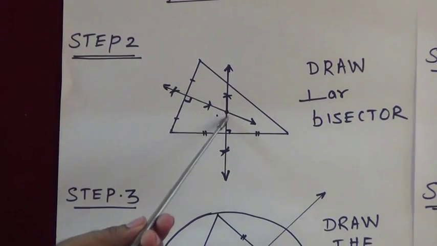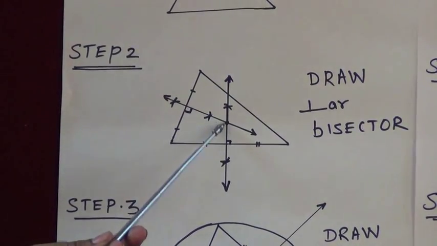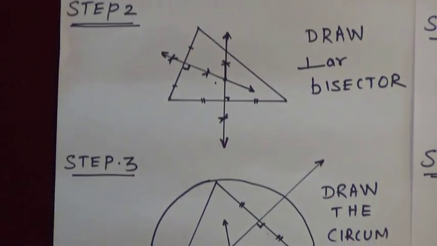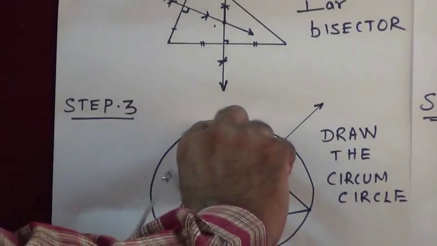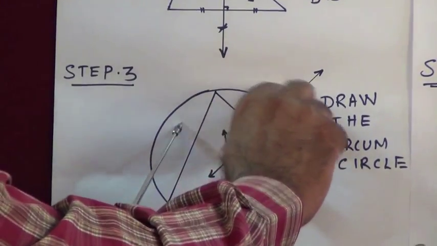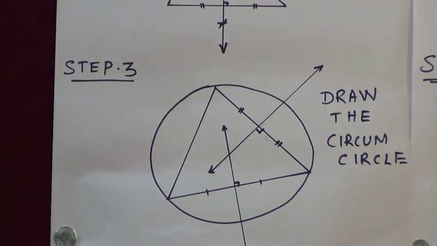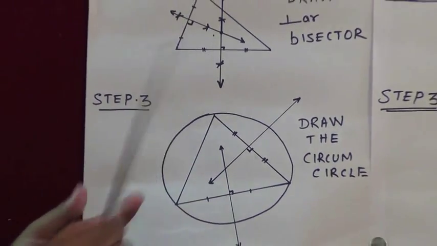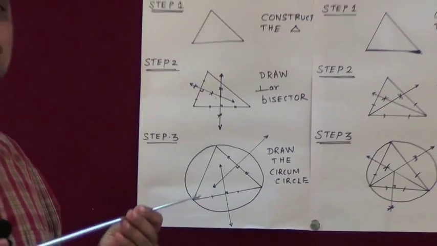Now from the circumcenter, we have to draw a circle keeping the pencil on the vertex of the triangle. We will draw a complete circle. I repeat, there are 3 steps which have to be considered, and based on these 3 steps you get the marks in the board, that is 3 marks.